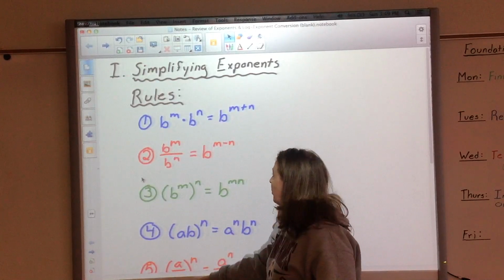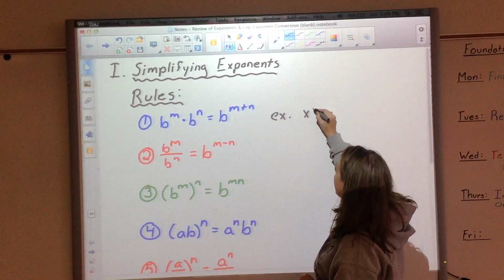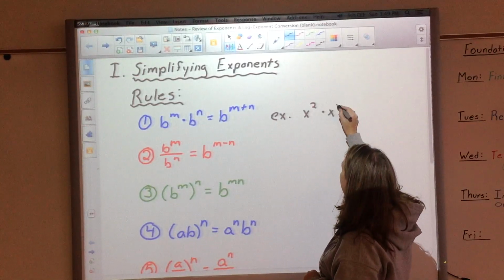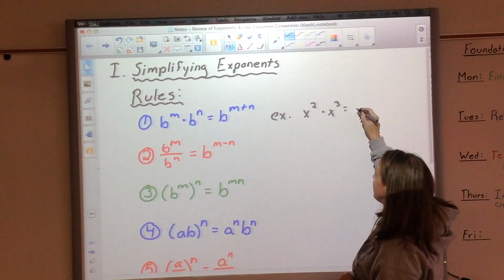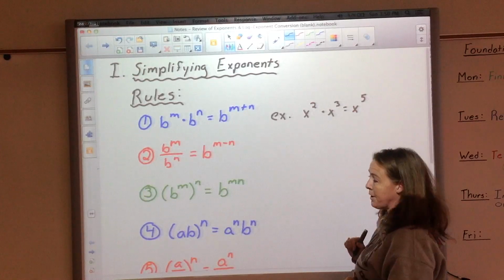So let's look at an example. We have, let's say, x to the second power times x to the third power. The bases are the same, so we keep the base as x. We add our exponents, which gives us 5.